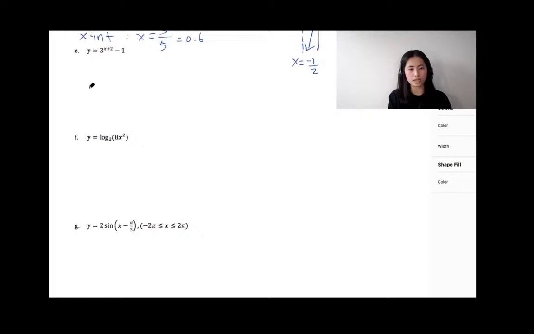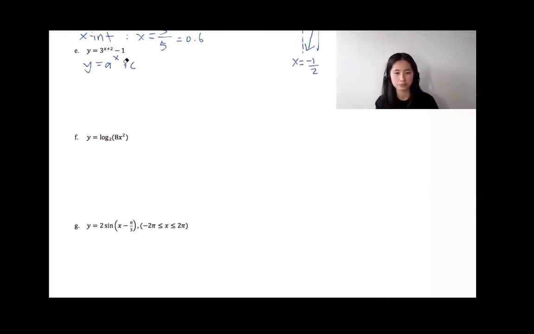Okay, so moving on to this function. Interestingly, we have an exponential function. And how do I know it's an exponential function? Anytime you see y is equal to a, a being your base, raised to the power of x, and then sometimes you have plus c. In this case, we have negative 1, which is our c. That is an exponential function.